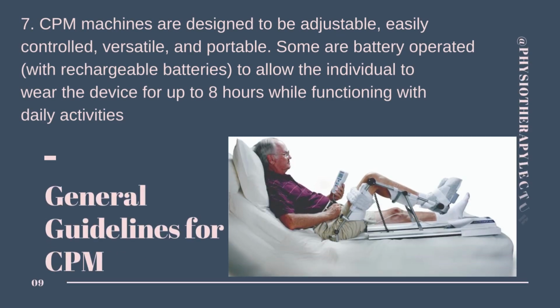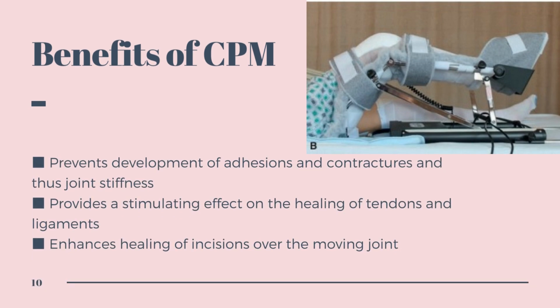After that, the seventh CPM guideline comes: CPM machines are designed to be adjustable, easily controlled, versatile and portable. Some are battery operated and allow the individual to wear the device for up to 8 hours while functioning with daily activities. These were all the general guidelines for continuous passive motion. After that, we will check what are the benefits of continuous passive motion.